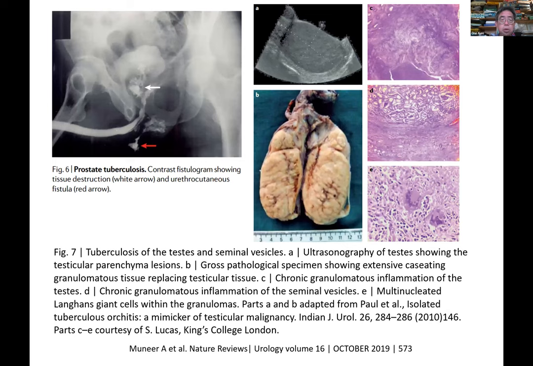And again, from the same review, here is a fistulogram showing the prostate with destruction, but with a fistula there. And here is an ultrasound of the testis showing, can you see these parenchymal lesions within it? And here is a pathology sample showing caseation replacing testicular tissue. And then several granulomas, multinucleated cells. This is in the testis. This is the seminal vesicles. And this is showing the giant cells within the granulomas.